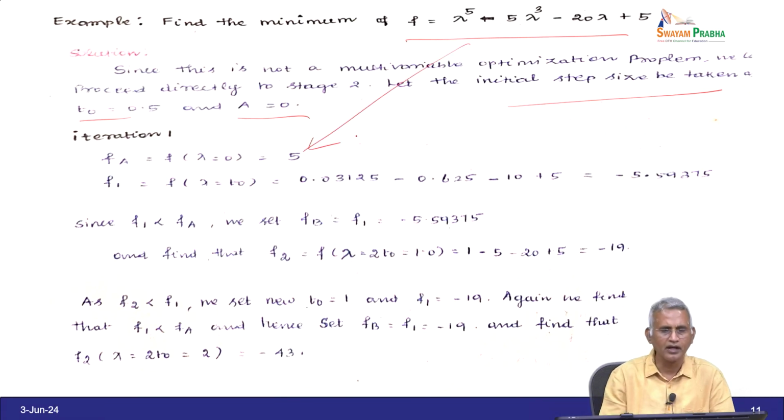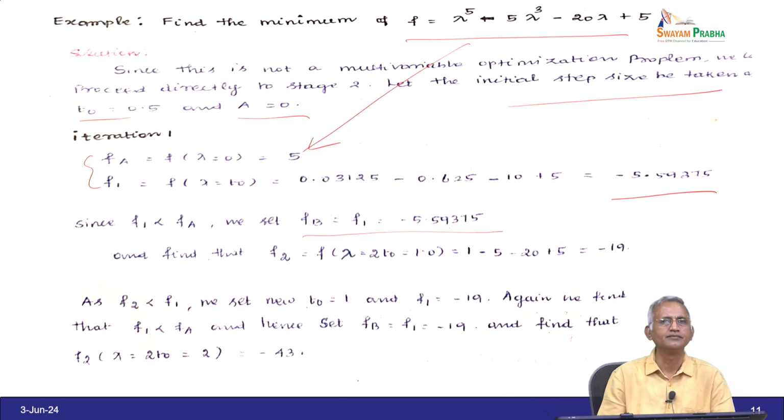We have fa equal to 5 and f1 equal to f of lambda equal to t naught, which is 0.5, and substitute in the given function. So, 0.03125 for lambda power 5, 5 into lambda cube is minus 0.625, and 20 into lambda, 0.5, is minus 10, plus 5, equal to minus 5.59375 will come. Now, compare f1 and fa. f1 is less than fa, so we set fb equal to f1, which is equal to minus 5.59375.